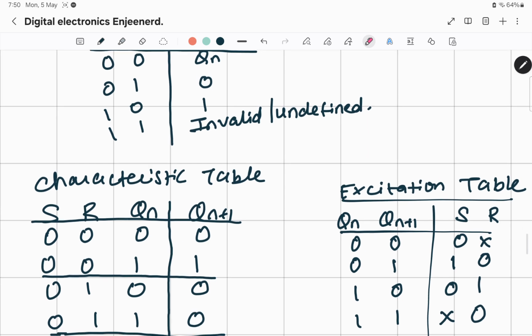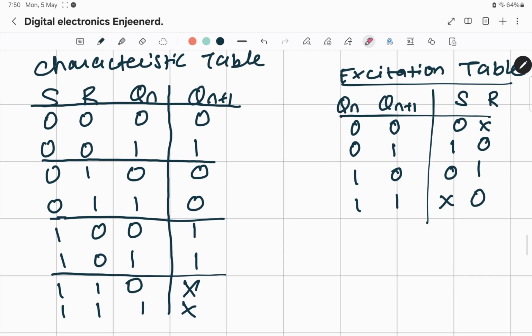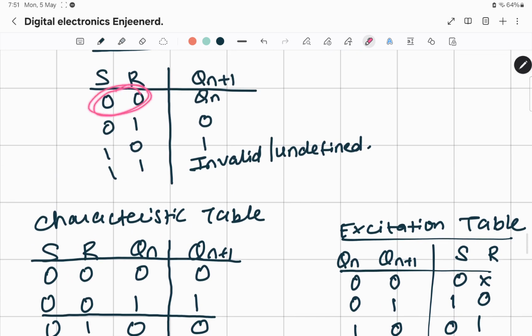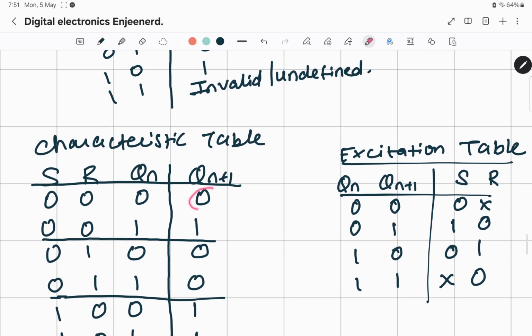Let us see how we do this. You first have to write down all those 8 values and then find out the value of Qn plus 1. I have pre-written it so that I do not waste much time in the video. We will just verify all the values. So S equal to 0 and R equal to 0. What is my Qn plus 1? It is nothing but Qn. But what is your Qn at this point? It is 0. So your value will be 0.